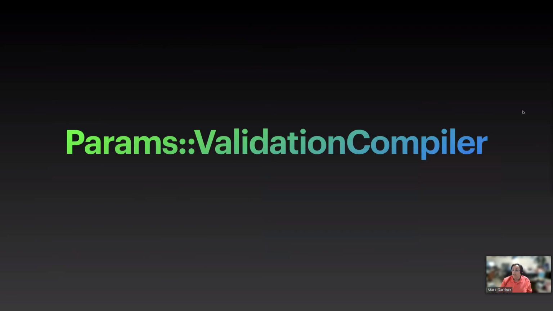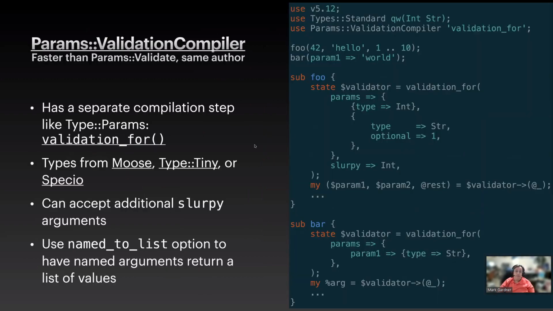Okay, moving on. Params Validation Compiler. Dave Rolsky again, the guy who wrote Params Validate. If you look at the top of Params Validate, you'll see that he says he doesn't actually recommend that. He recommends using Params Validation Compiler for speed. And you'll see why. It's just kind of like Params Validate. It's like if Params Validate and type params had a baby.